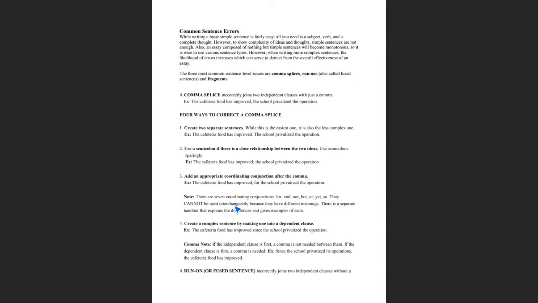And then the most complex way is to change one of the sentences to a dependent clause. And you do that simply by adding a word that makes it so that the sentence can no longer stand by itself. For instance, see this word since. If I put the since in front of the other sentence, this is now a dependent clause. But you can read this together. The cafeteria food has improved since the school privatized the operation.